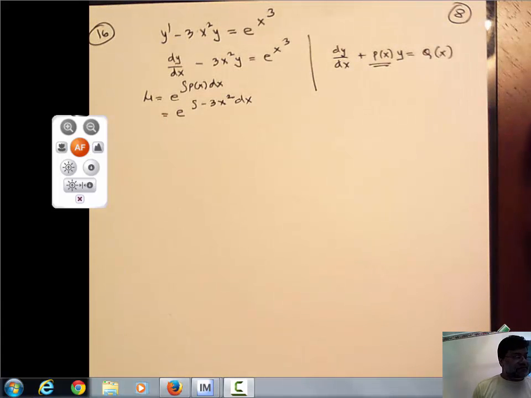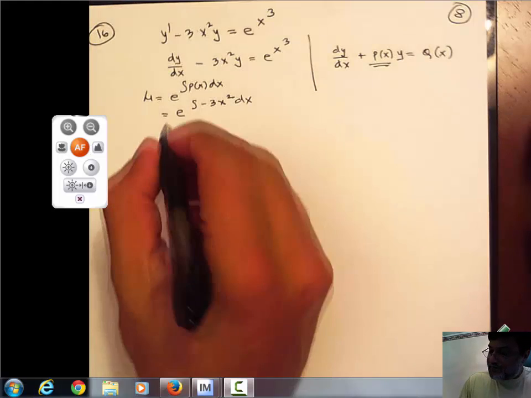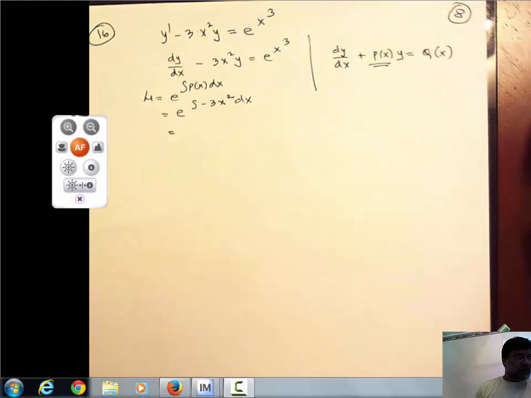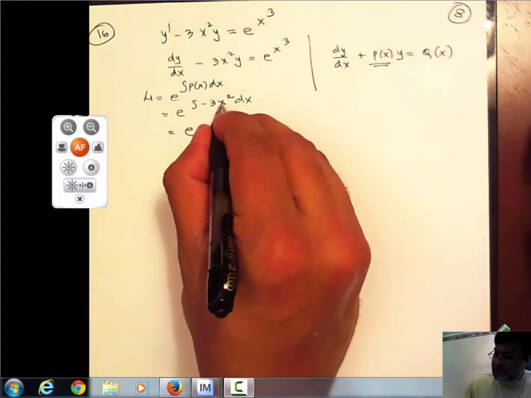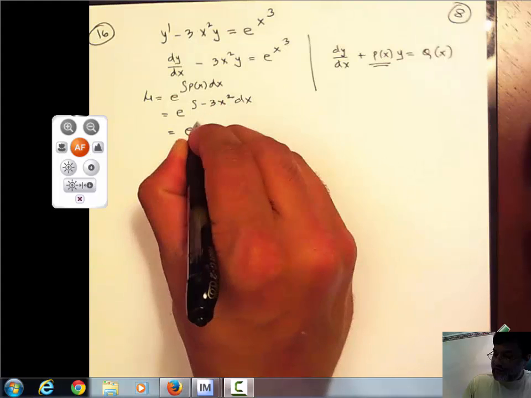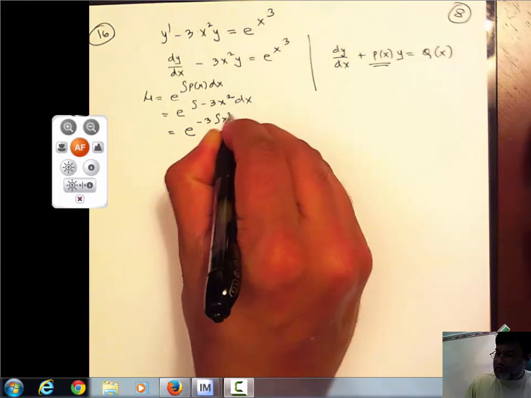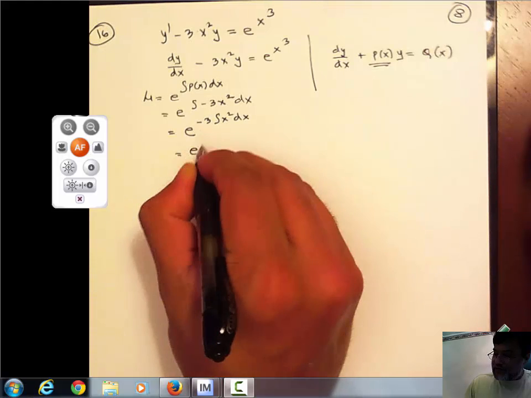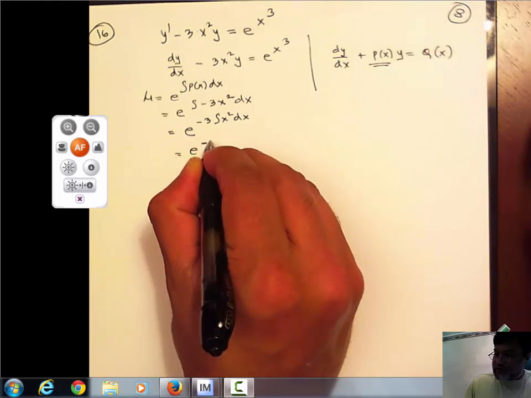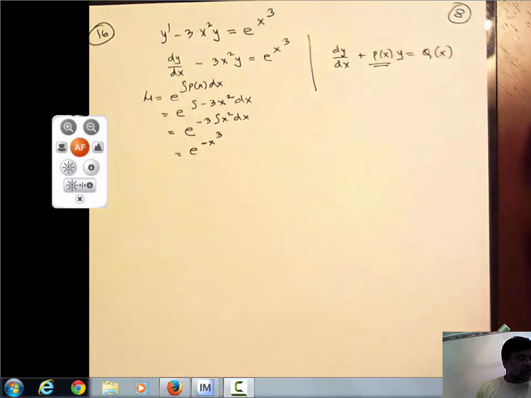Okay. So what's the integration of negative 3x squared? Well, isn't that negative 3 times x squared dx? Integration of x squared is x cubed over 3. 3 and 3 cancel. So this is just that. So that is your integrating factor.